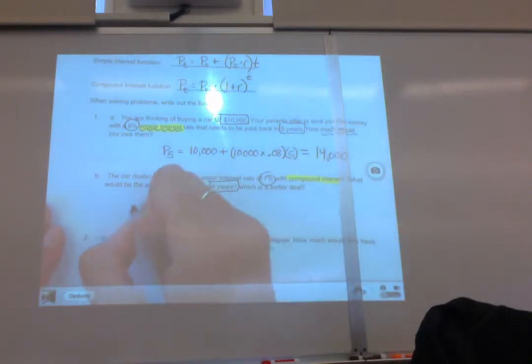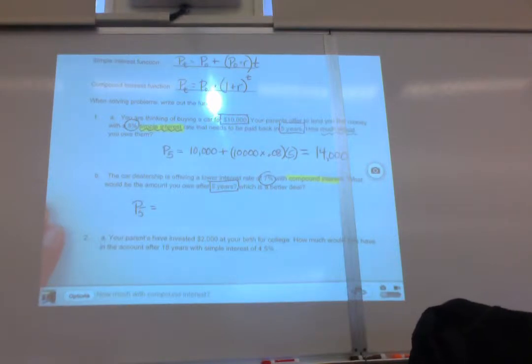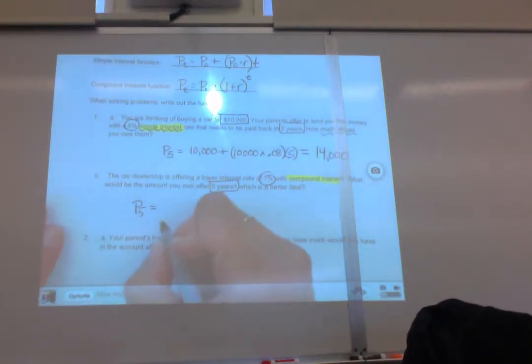So we're still going to go P5 because the car dealership and the parents are talking about 5 years. Sam, how does this formula start?